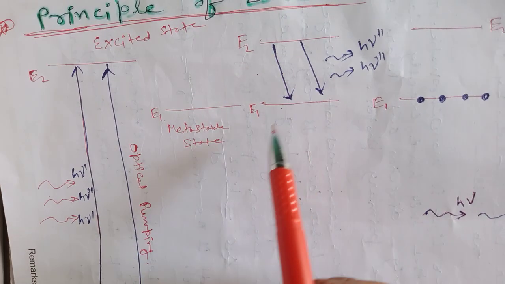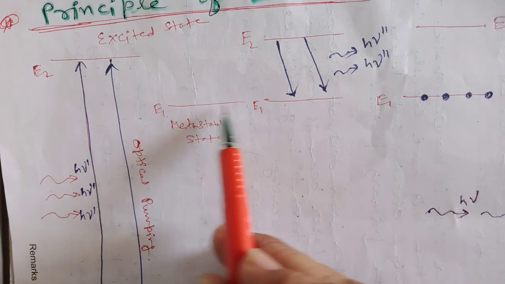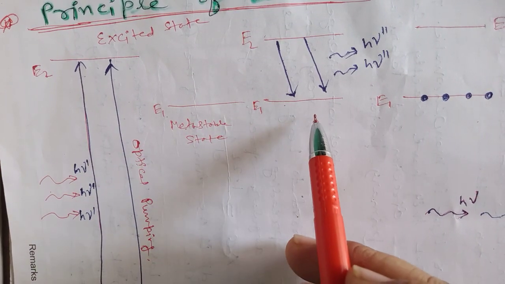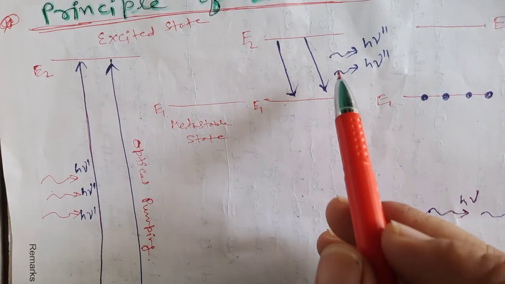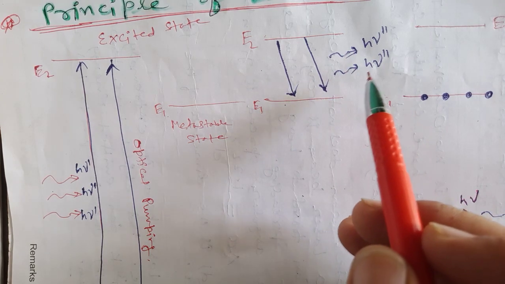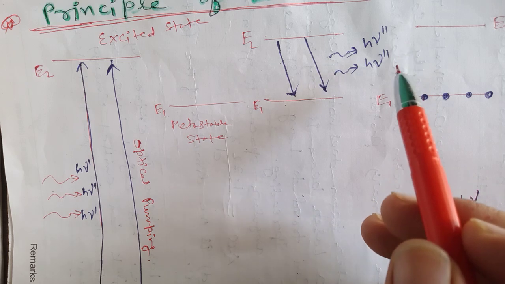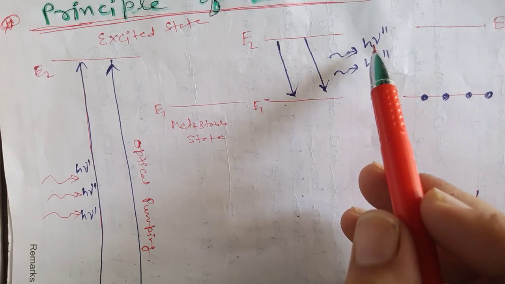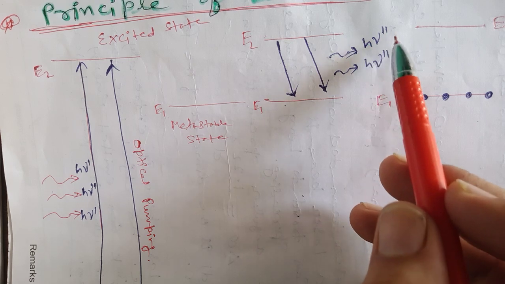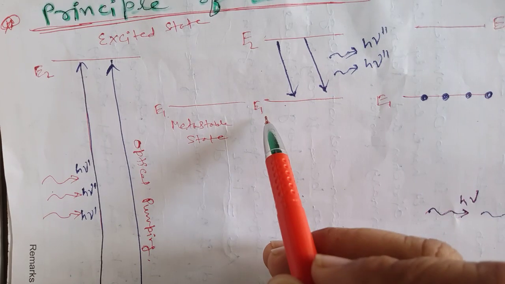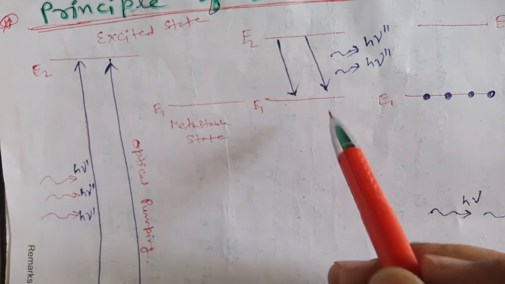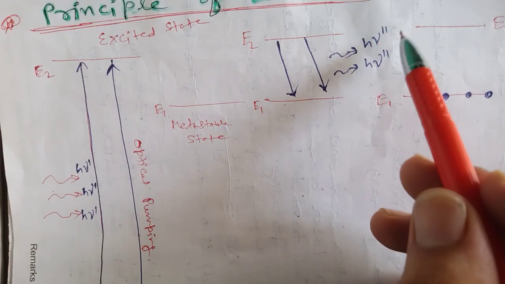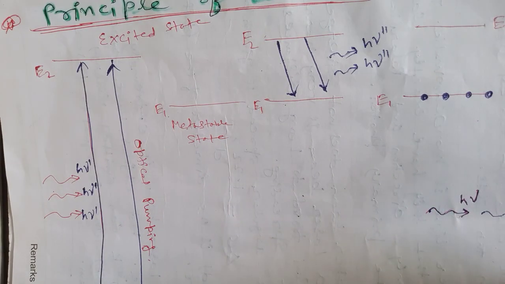The second step involves an intermediate state known as the metastable state. So spontaneous emission will take place by emitting a number of photons of frequency nu double dash. So the energy emitted is equal to h nu double dash, which is equal to E2 minus E1, right? E1 is the energy of the metastable state and E2 is the energy of the excited state, and nu double dash is the frequency of the emitted photon.